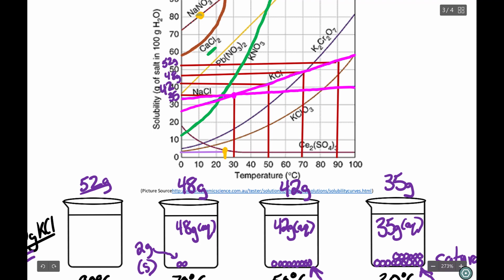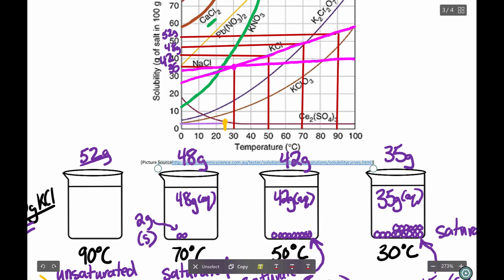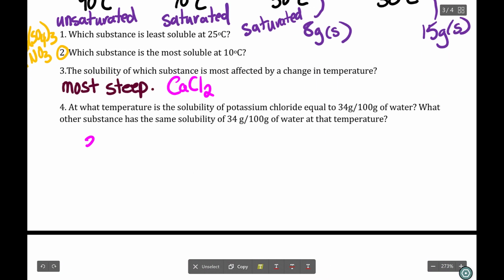Okay. So it was a 2-part question. At what temperature is its solubility about 34 grams? And that is 30 degrees Celsius. And then what was the other substance? It was sodium chloride.